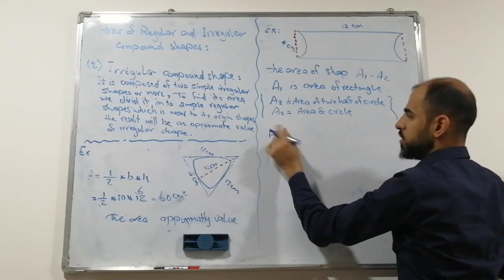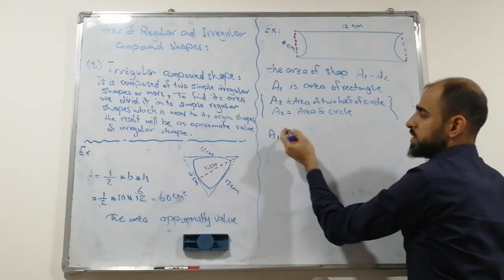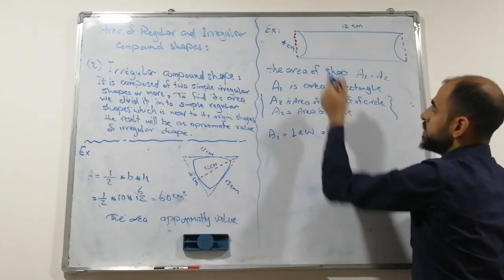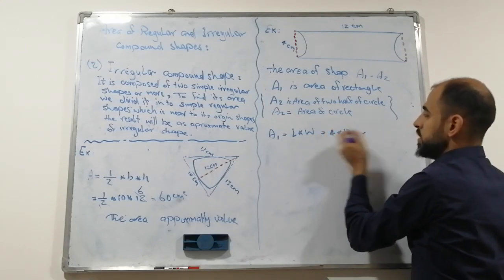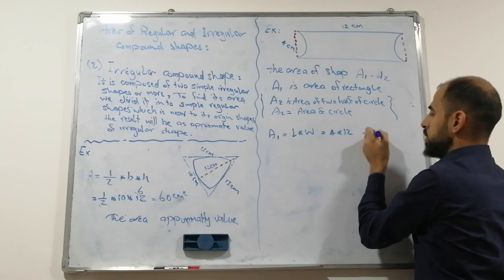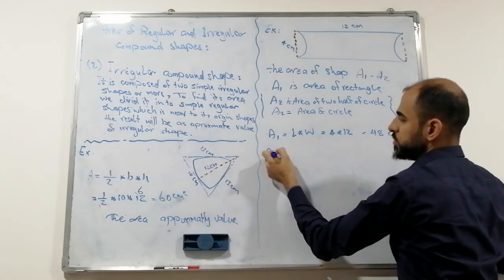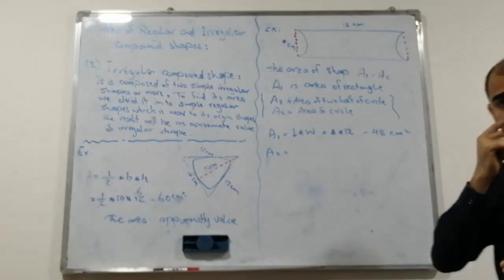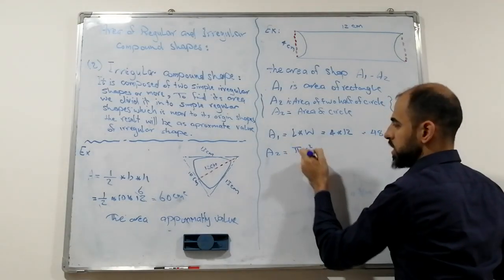So, to find the area of A1, we set it as a rectangle, which is length by width. Length is 4, multiplying by width is 12, which is 48 centimeter to the power 2. And A2 equals, as we say, area of circle, so we use the law of area of circle: pi multiplying by r to the power 2.